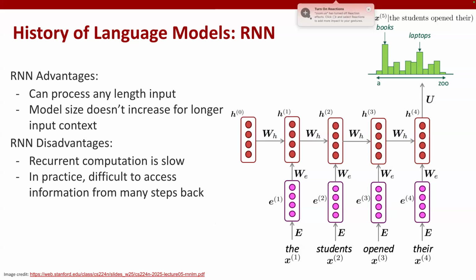But the disadvantage here is that the recurrent computation is slow. You have to process each word one by one, so the input processing time scales linearly as your input sentence gets longer. And because we only compute the hidden state based on the prior hidden state, it's hard to access information from many steps back. When you come to this point, it's very easy for the model to forget information from a couple of sentences or a couple of words back in the input.